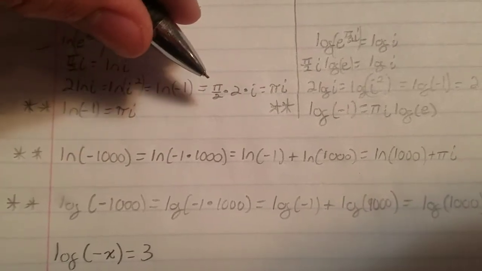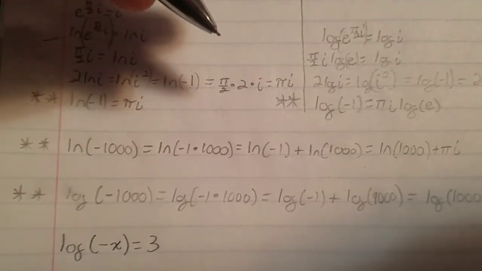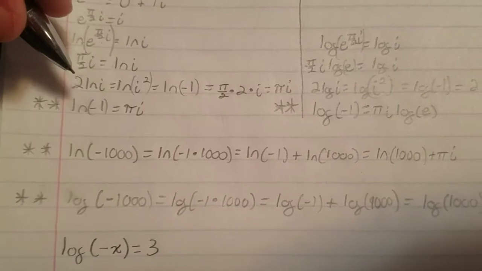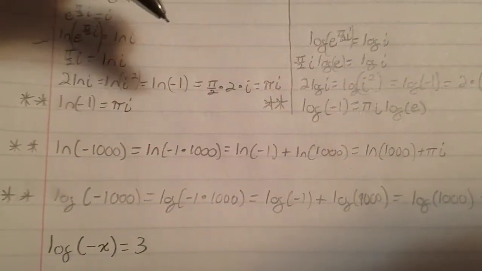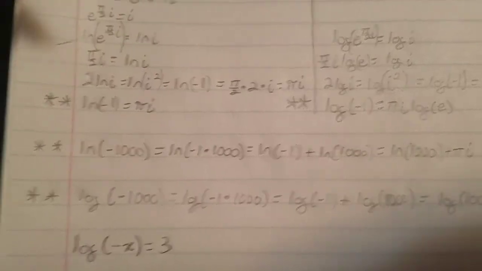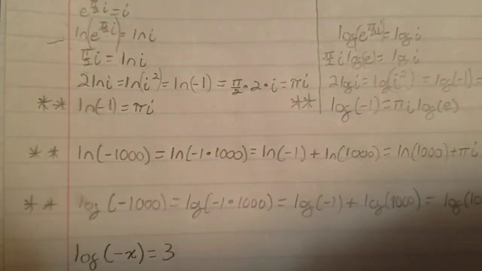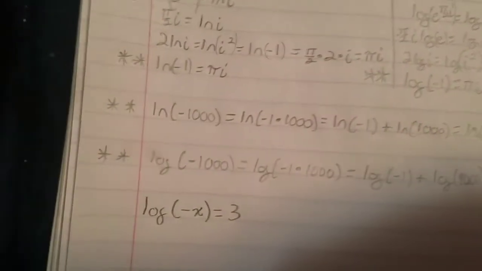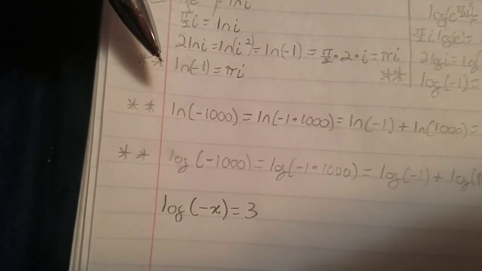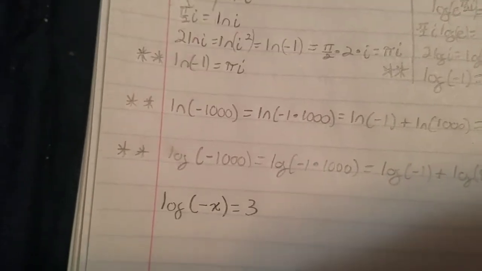And here, I really poorly notated this, but basically I'm multiplying ln i times 2 to get the natural log of negative 1. And if you recall, that is the natural log of i. So multiply that times 2, and we get pi i. So, therefore, natural log of negative 1 is pi i.